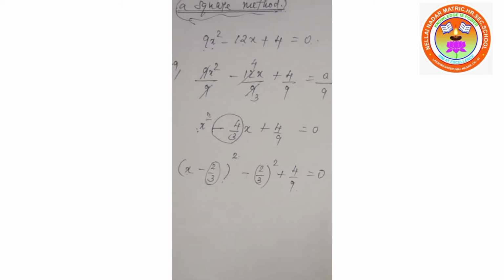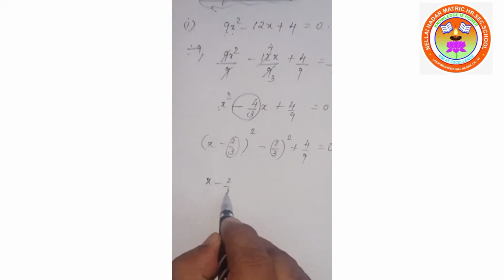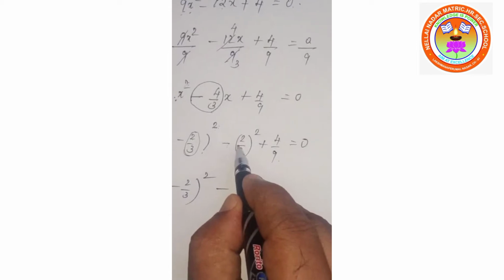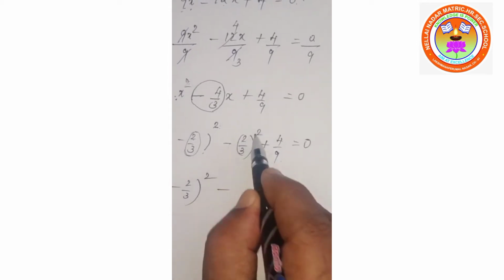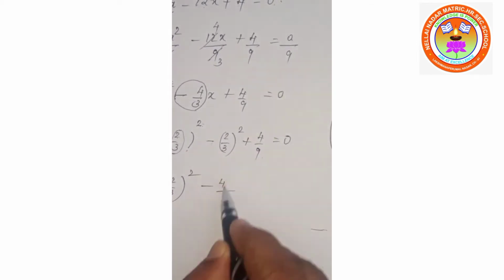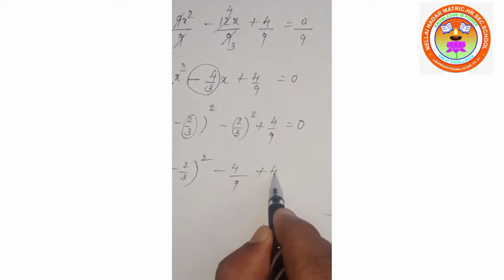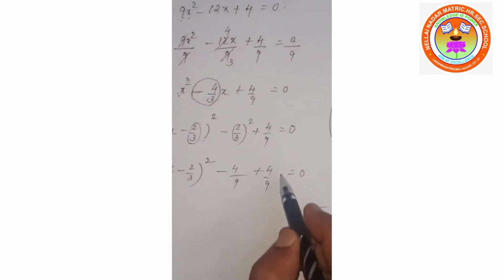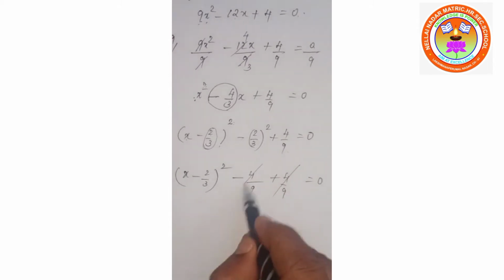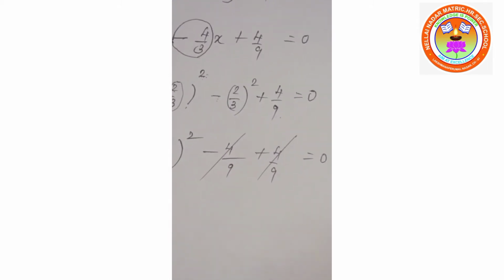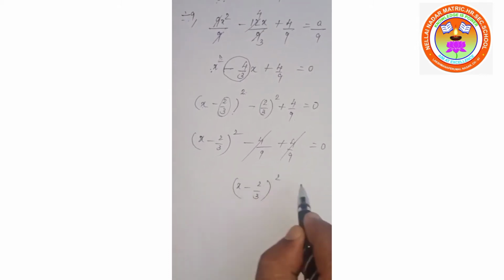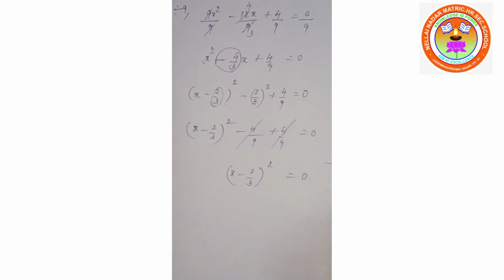We have to simplify. X minus 2 by 3 the whole square as it is, minus, the square is only for 2 and 3, not for the minus. So 2 squared becomes 4 and 3 squared becomes 9, plus 4 by 9 equals 0. Here plus 4 by 9 and minus 4 by 9 get cancelled. So we have x minus 2 by 3 the whole square only, that is equal to 0.